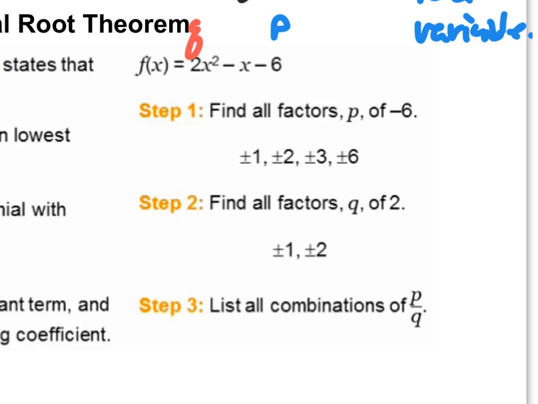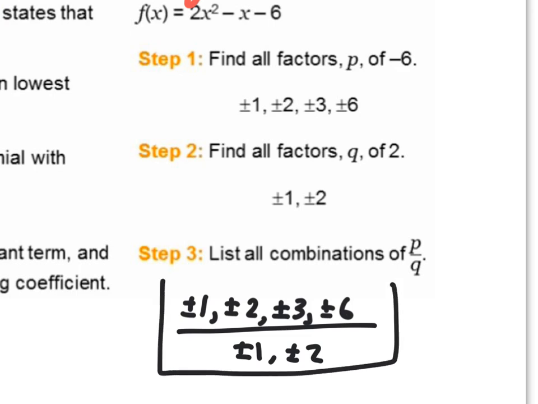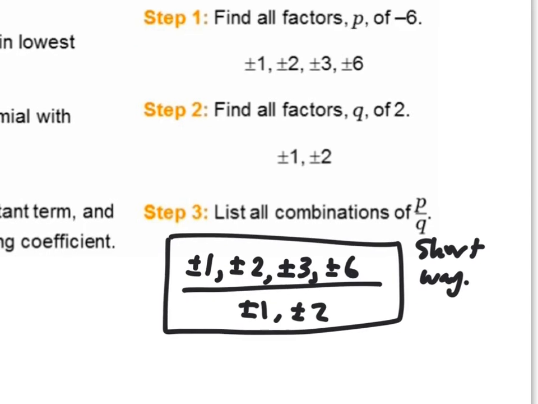What I do is I make a list and I just say, okay, I'm going to do plus or minus 1, comma, plus or minus 2, comma, plus or minus 3, comma, plus or minus 6, and I'm going to divide that by plus or minus 1, comma, plus or minus 2, okay? And so this is kind of the shorthand way of doing it. This is the short way of doing it, just so we're not spending a lot of time coming up with a bunch of different various fractions.